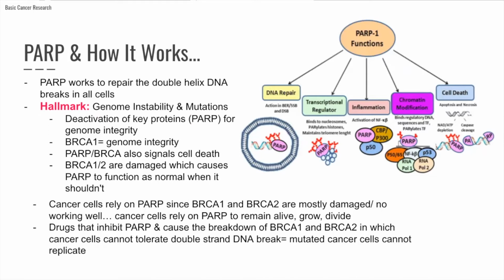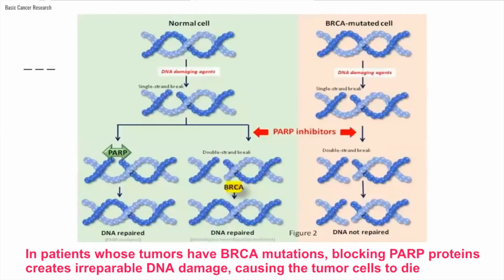Drugs such as Olaparib inhibit PARP, and in addition to the breakdown of BRCA1 and BRCA2, cancer cells cannot tolerate the double-strand DNA breaks, since mutated cancer cells cannot replicate. As you can see here in this chart, PARP repairs the single-strand DNA breaks on the left, and BRCA repairs the double-strand DNA breaks on the right in the green square. Olaparib inhibits PARP, and then you can see it cannot be repaired on the right, thus not being able to replicate. Long story short, the cancer cannot mutate or grow, thus Olaparib being an effective cancer treatment.